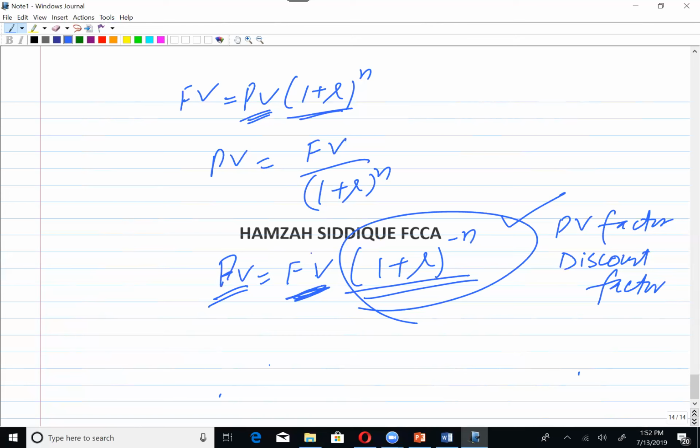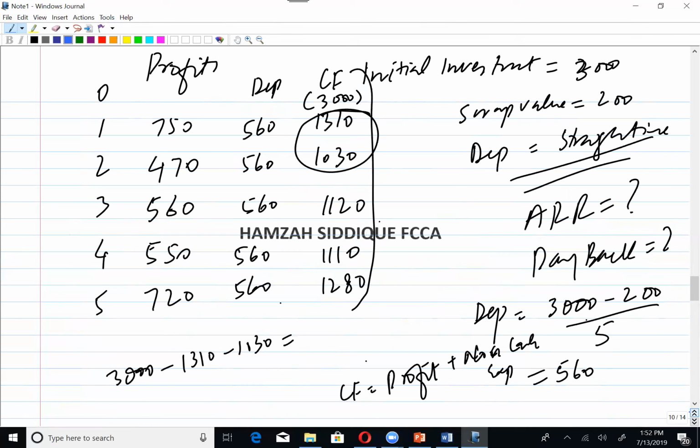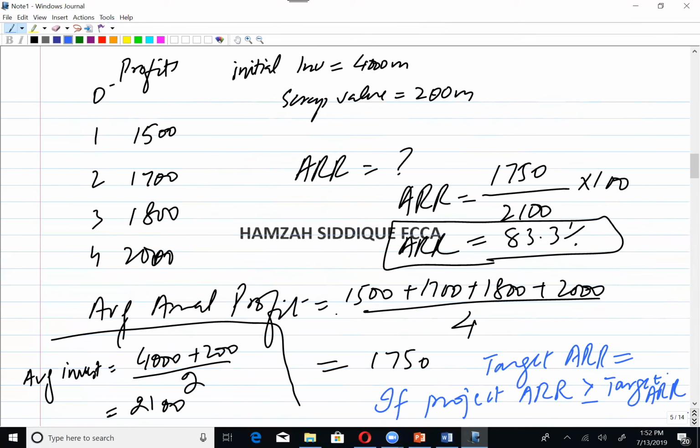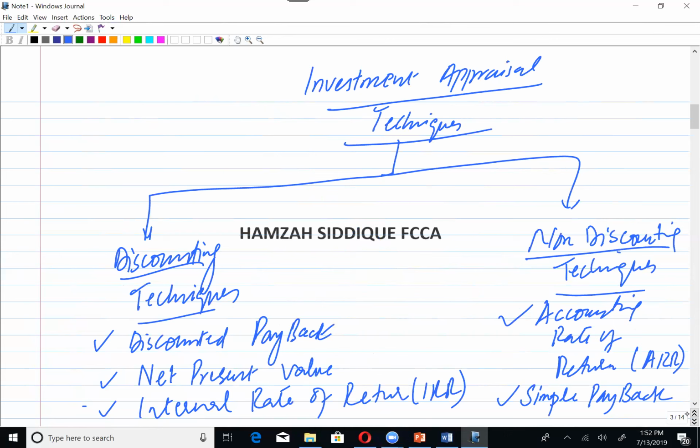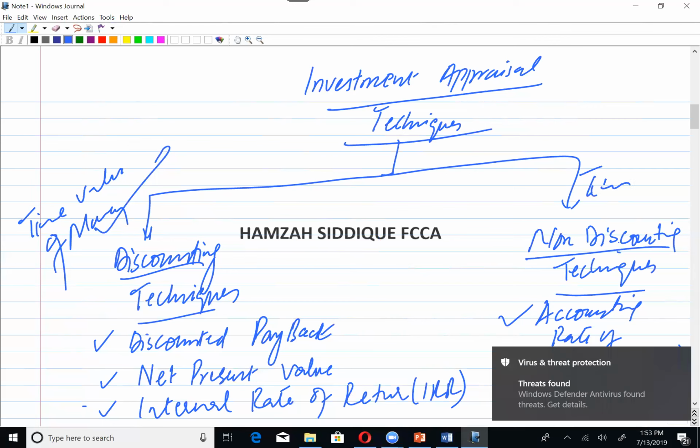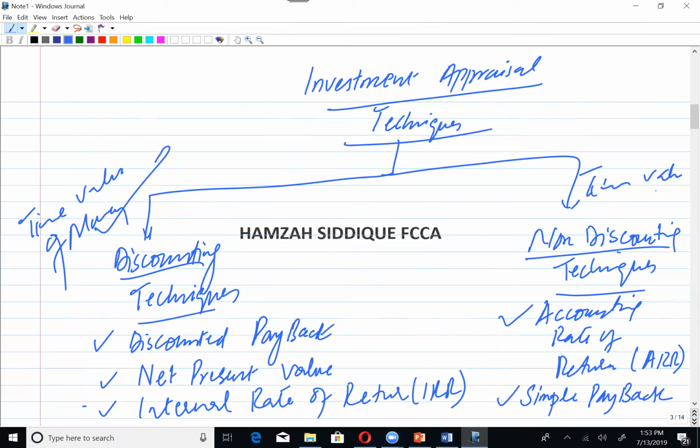So students, next. Discounting techniques are, if you remember, initially I told you that there are two types of techniques here. The discounting techniques, in which discounting is involved, they consider time value of money. And here time value is not considered. No discounting.